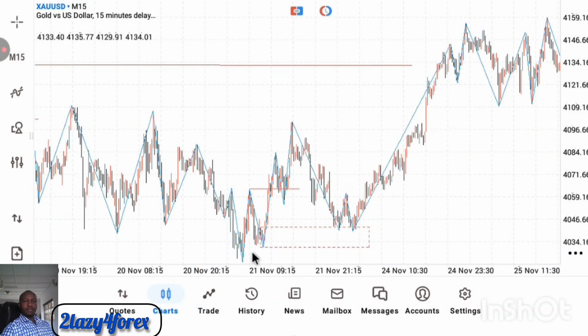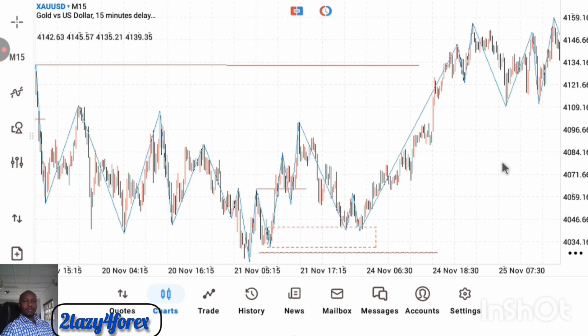I have my stop loss around this place, maybe a pip, 2 pips or 3 pips away from this drama. So if they are trying to throw their wicks and everything to hunt stop losses, I think I should be safe here. So let's look at it.